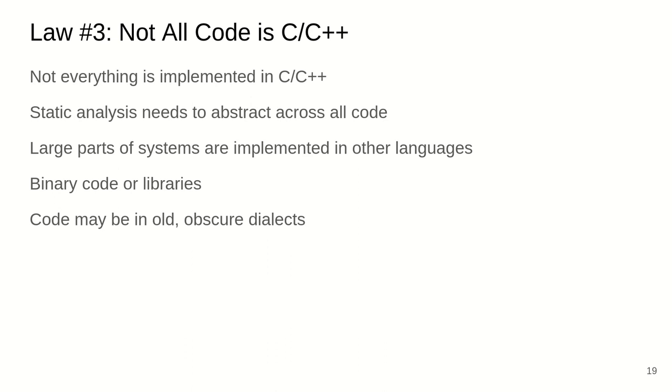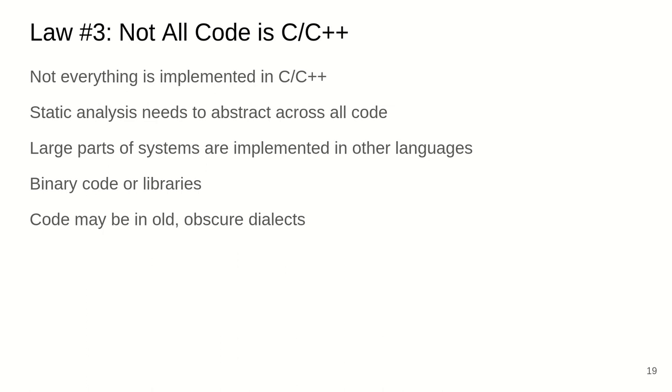Which kind of leads me to the next law, law number 3. Not all code is C and C++. There may be preprocessor macros in there, there may be inline assembly in there, and so on. And the static analysis needs to be able to abstract across all the code, and not just your C and C++ code. Right? Large parts of the systems are implemented in other languages, such as auto-generators for bindings, protobufs, whatnot.